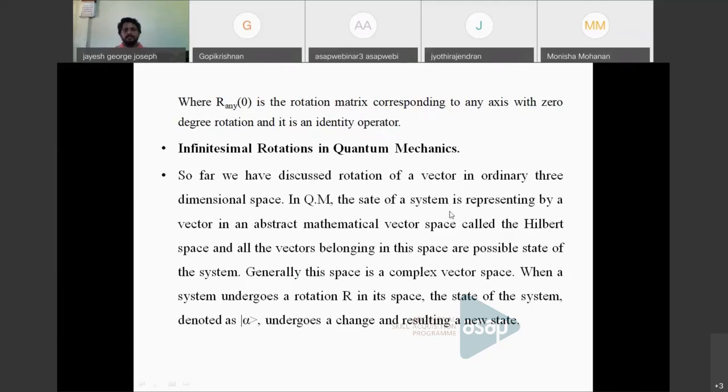In quantum mechanics, the state of the system is represented by a vector in an abstract mathematical vector space called Hilbert space. And all the vectors belonging to this space are possible states of the system. Generally, this space is a complex vector space. It is complex in nature. That is, when a system undergoes a rotation R in this space, the state of the system denoted as ket alpha undergoes a change, resulting in a new state.